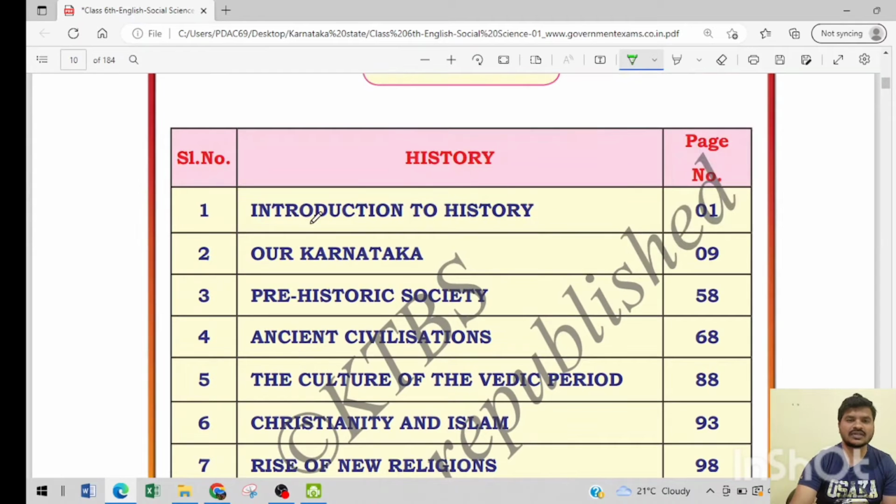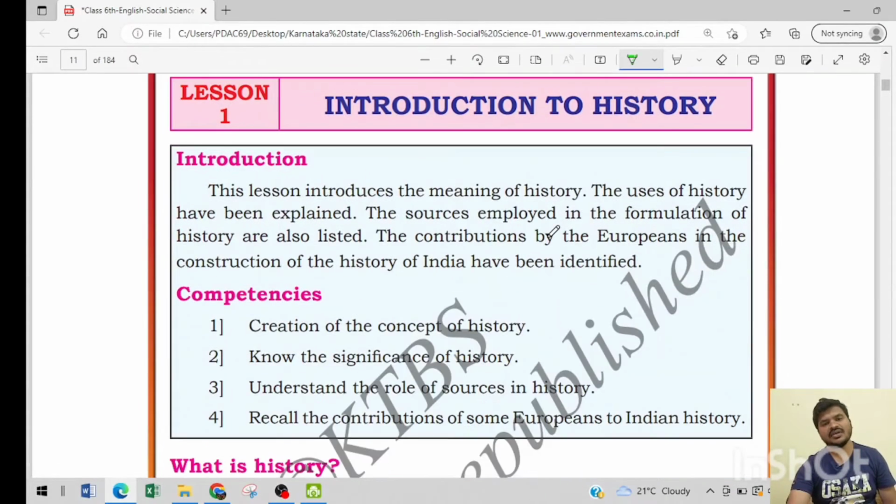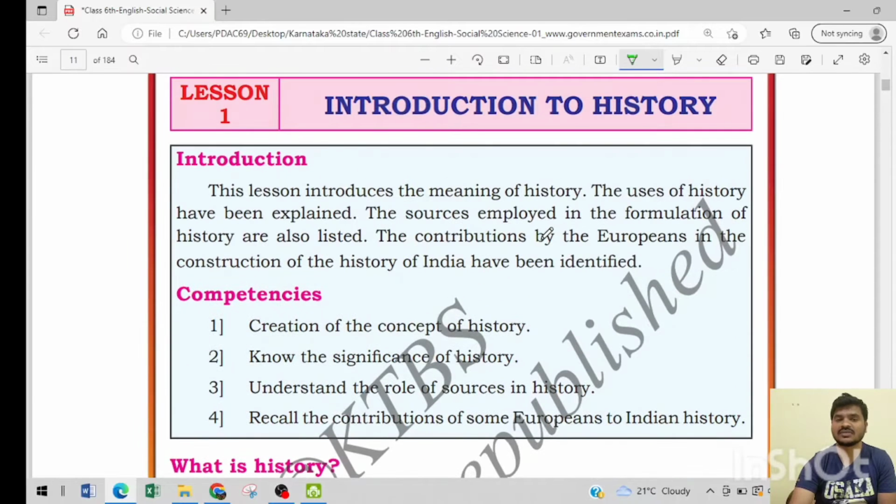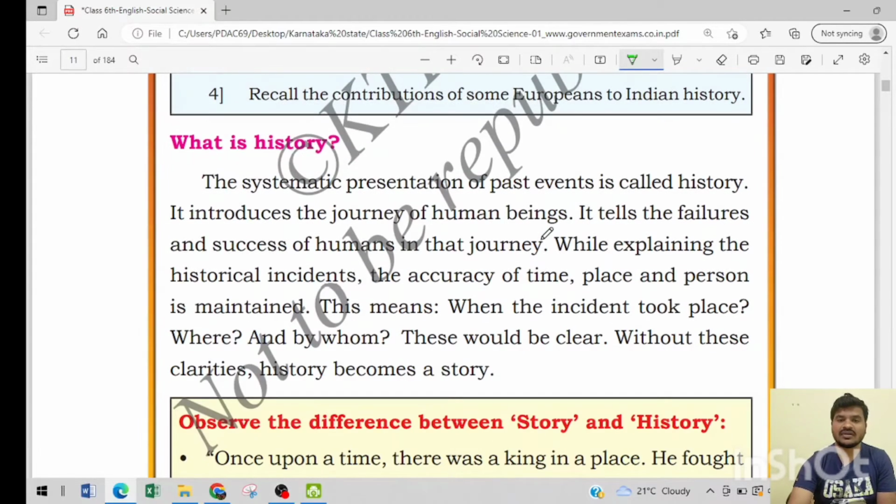So today we will discuss introduction to history. It may seem that this chapter is very easy, and actually it is very easy, but it covers very broad concepts of history. Now, what is history? History is the systematic presentation of past events. Means to get the history of any country, there should be solid proofs. Without artifacts, without monuments, without any remains of our oldest people, we cannot create history.